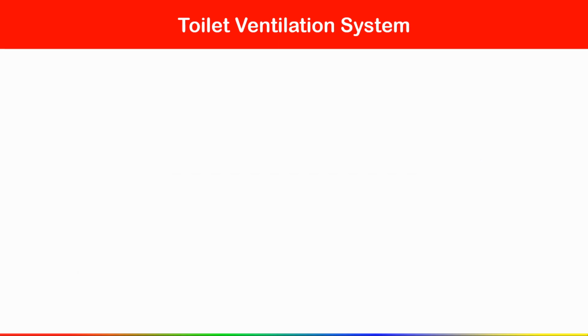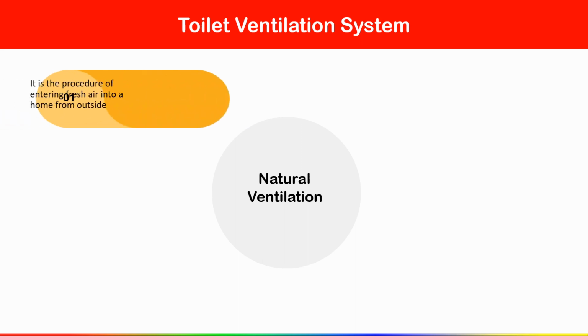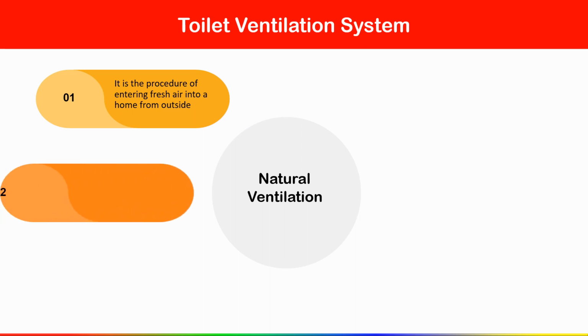Now as I already discussed, toilet ventilation system may be classified into two types. In that, first is natural ventilation. So what is actually natural ventilation? See here, it is the procedure of entering fresh air into a home from outside. It means in natural ventilation our main target is providing outside air inside and inside air outside to improve indoor air quality. So this is called a natural ventilation system.